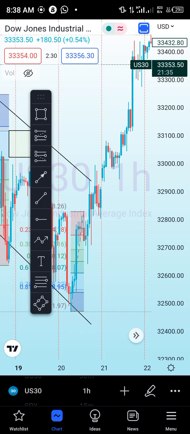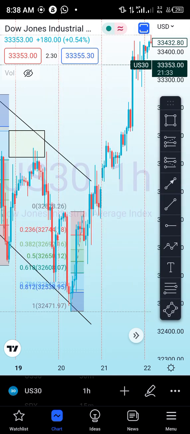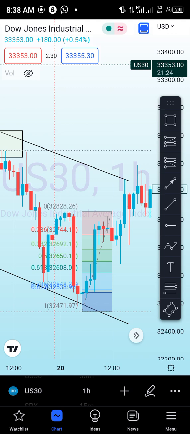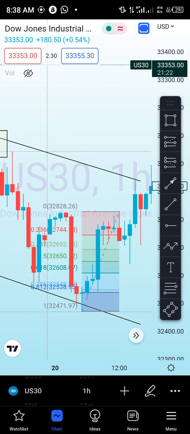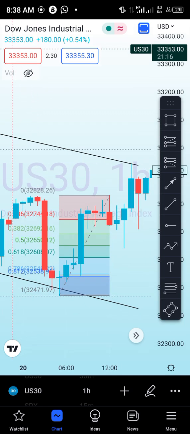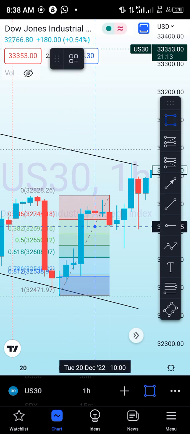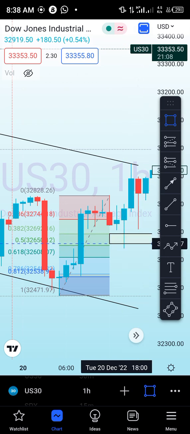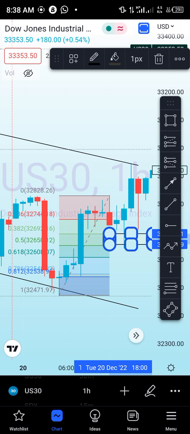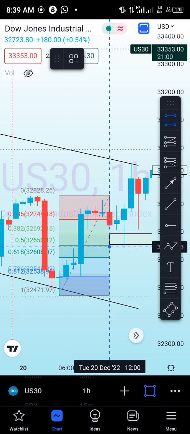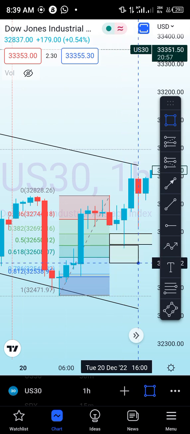So how do we get our entries now? It's simple. What we do is to check where our level 50 is, where our level 61.8% is. You can see it's clearly written here. Our 50% is at this point, so I think it tapped into this zone before it reacted. And our 61.8% also was tapped into, so the market reacted again here.